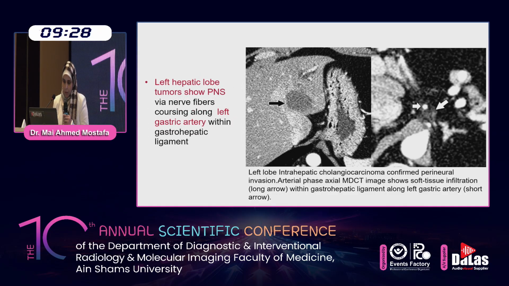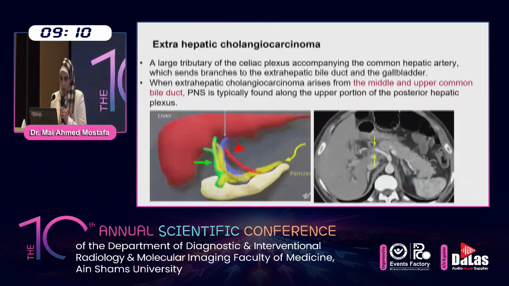While the left hepatic lobe tumors show perineural spread along the left gastric artery within the gastrohepatic ligament. As we can see here on axial CT images, there is a left lobe mass lesion associated with soft tissue confluent mass around the left gastric artery, denoting perineural spread.